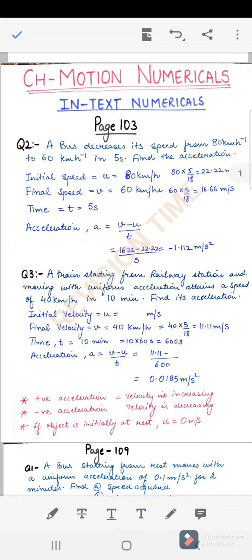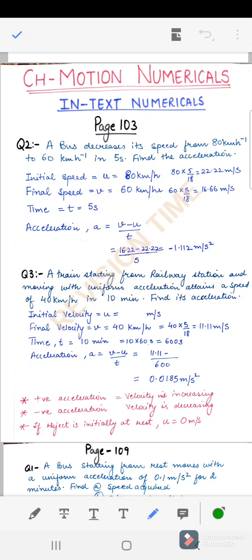So now let us start with page number 103, question number 2. It states that a bus decreases its speed from 80 km per hour to 60 km per hour in 5 seconds. Find the acceleration. So first we have to see what we are given. We are given two speeds, 80 km per hour and 60 km per hour. Here 80 km per hour is the initial speed, because it says it decreases the speed from 80 to 60. So initial is 80 and final is 60. And we are given time, that is 5 seconds. What we have to find? We have to find the acceleration.